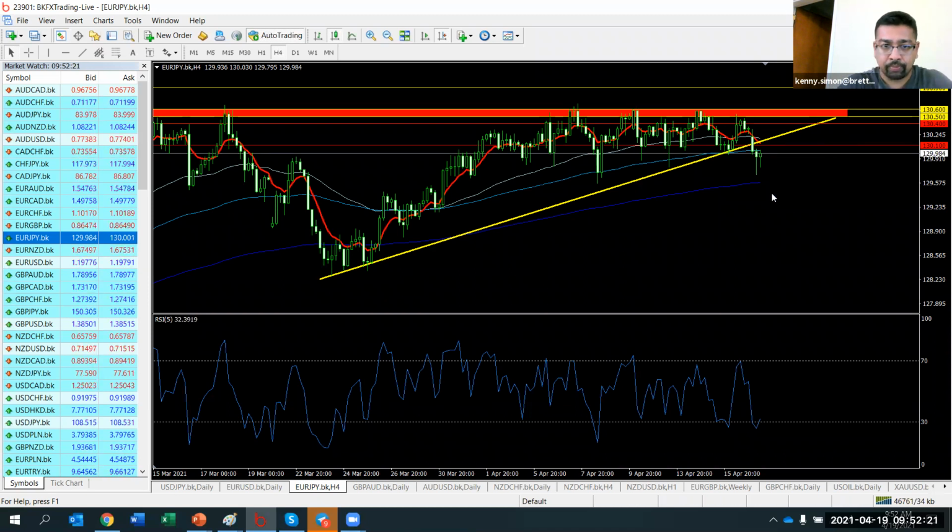But as it comes down, it might find a little bit of support at the 200 EMA as well. So remember, the EMA lines could act as your support and resistance as well. Okay, so that's for your Euro JPY.